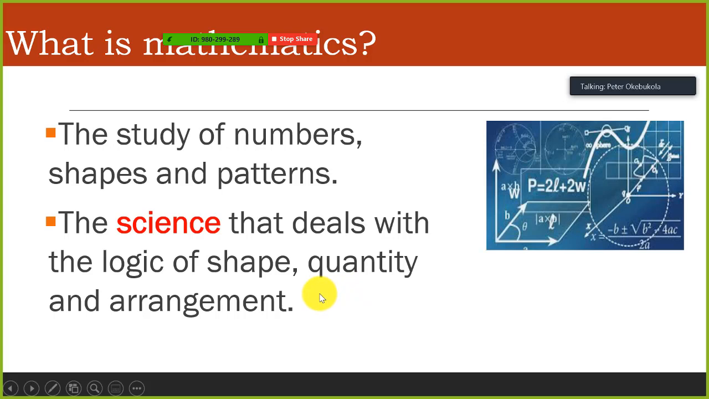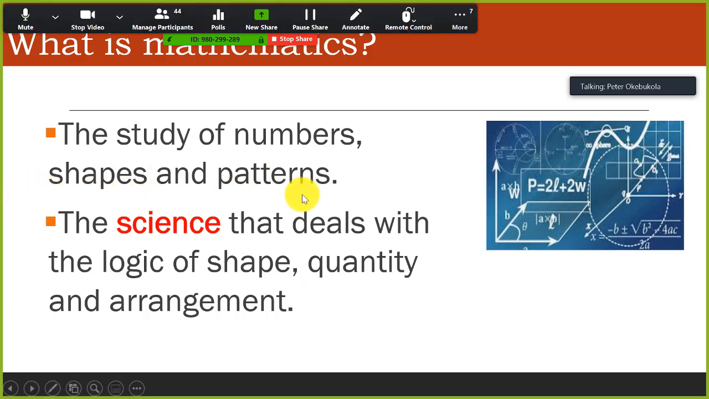We're going to the last one, the M part of our STEM, that is mathematics. Professor Rashid Sonny will be happy here. This is his turf, his terrain. It's the study of numbers, shapes, and patterns.